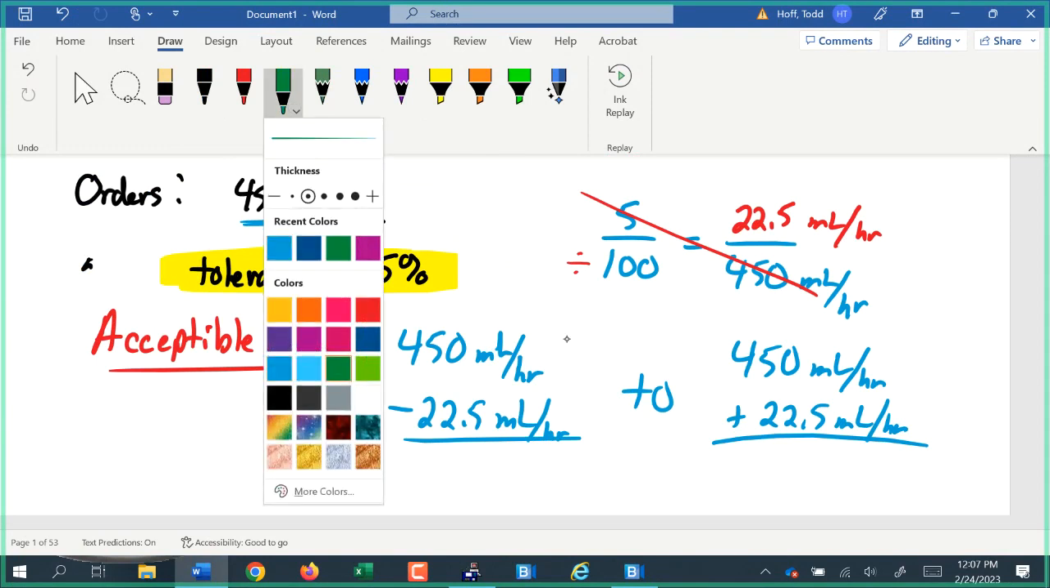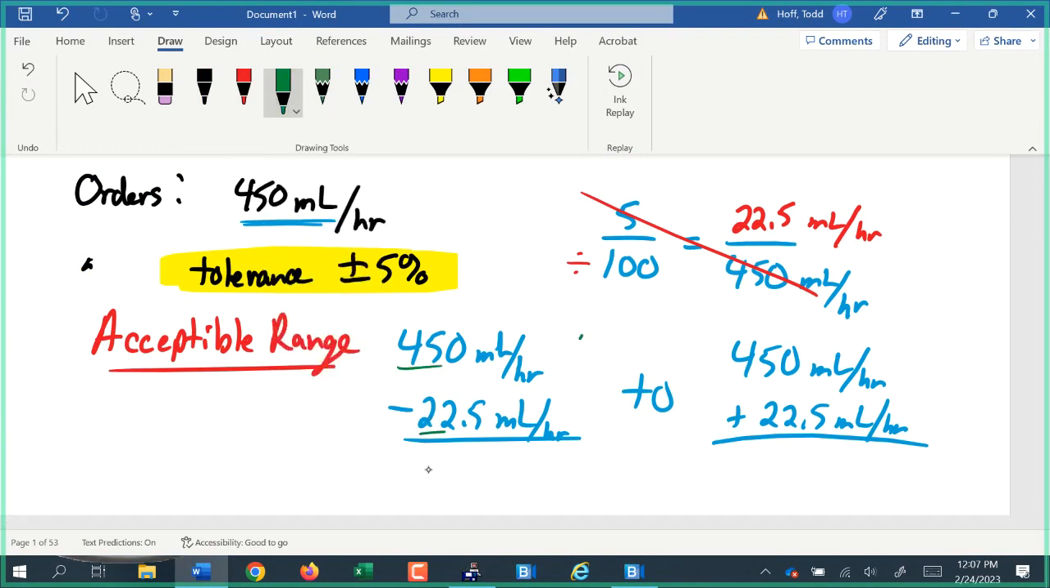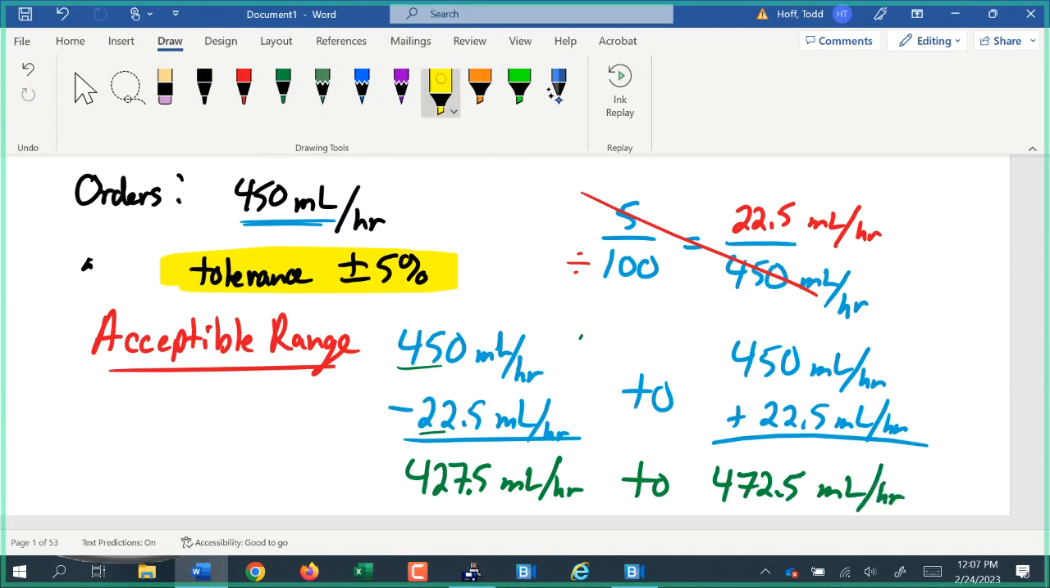So if I subtract here, 450 minus 22.5, that's 427.5 milliliters per hour. That's the minimum flow rate that would be allowable. Up to, we could add here, 450 plus 22.5 is 472.5 milliliters per hour. So there is our acceptable range of that flow rate.